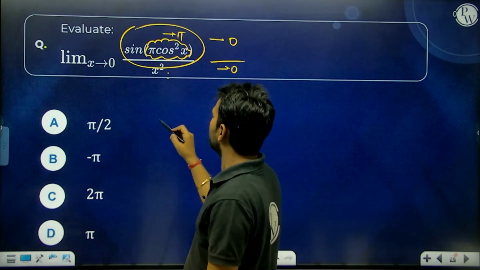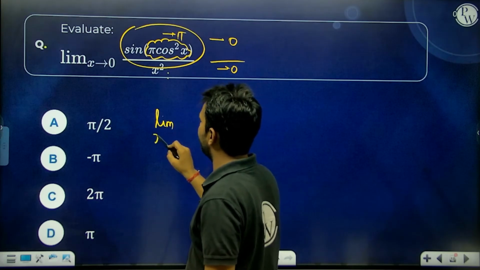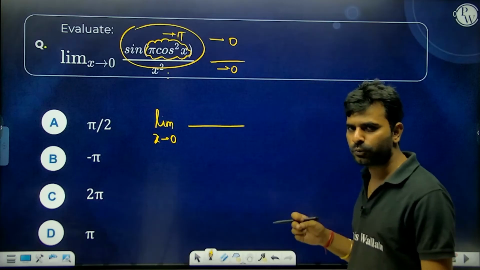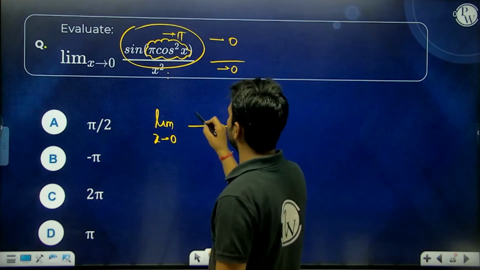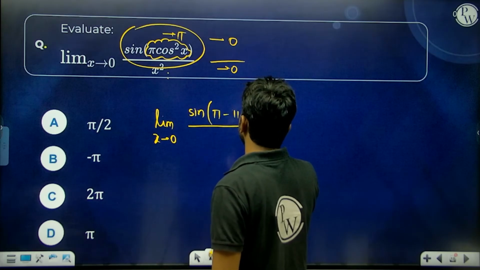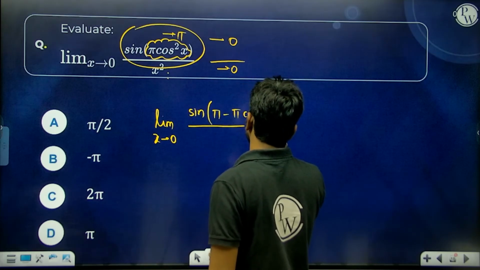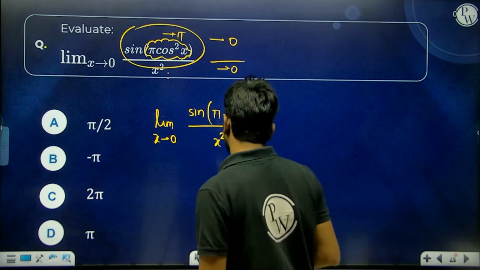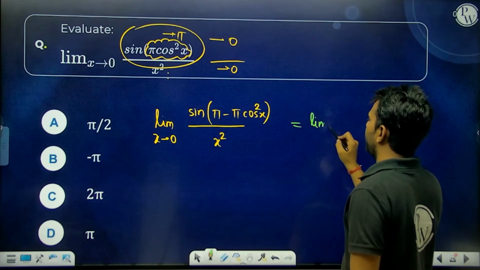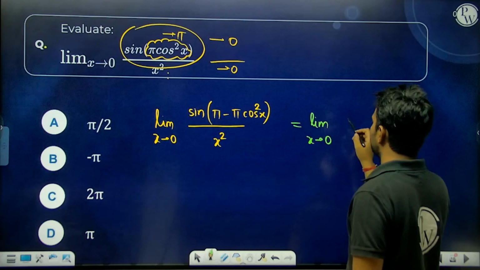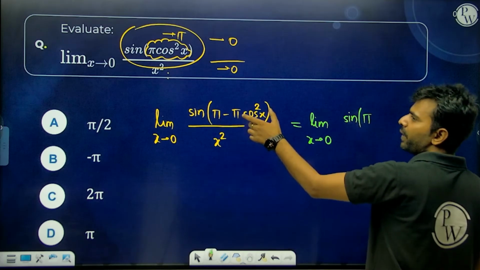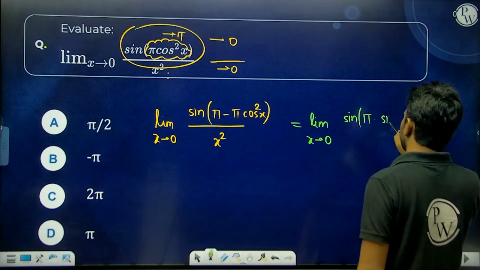Yes or no? So what we can do is, we can solve this question in multiple ways. We can solve this question by L'Hospital's rule and so on. But I would like to teach you something else over here. We can write down this same thing like this as well, because sine of pi minus theta is what? Sine theta only. So we can write down this particular thing as sine of pi, and if we take pi common, it is going to be 1 minus cos square x. 1 minus cos square x is nothing but sine square x.